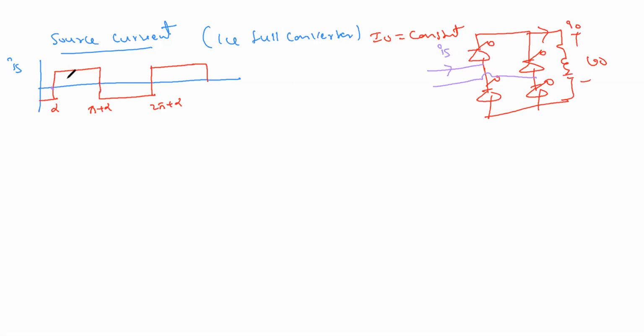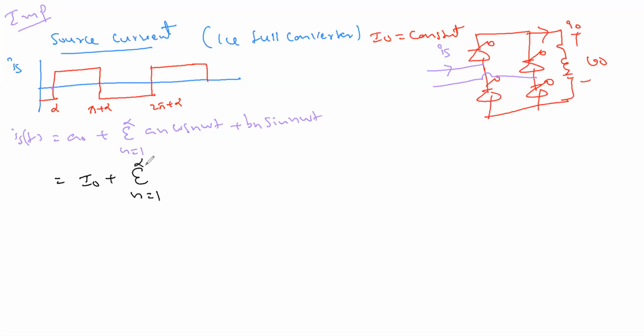So now the Fourier series. How can you write this one? IS of t Fourier series, if you write it, A naught plus sigma 1 to infinite an cos n omega t, plus bn sin n omega t. This is important, boss, please. Otherwise, this is a generalized formula. This can be written as I naught plus sigma 1 to infinite Cn sin n omega t plus theta naught. For mathematics, you might have seen this in the Fourier series expansion.